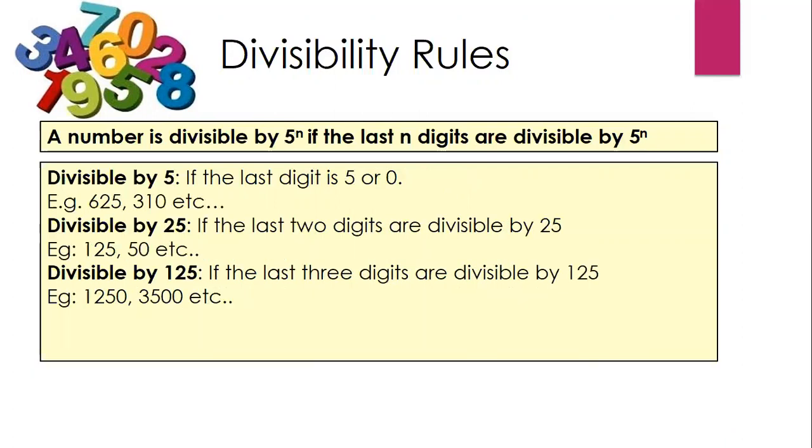Similarly, for numbers which are divisible by 5 power n, the logic is the same. If a number has to be divisible by 5, then the last digit has to be either 5 or 0. If the number has to be divisible by 25, just take the last two digits. If the last two digits are divisible by 25, then the whole number will be divisible by 25. Same way, for 125, take the last three digits. If the last three digits are divisible by 125, then the whole number will be divisible by 125.